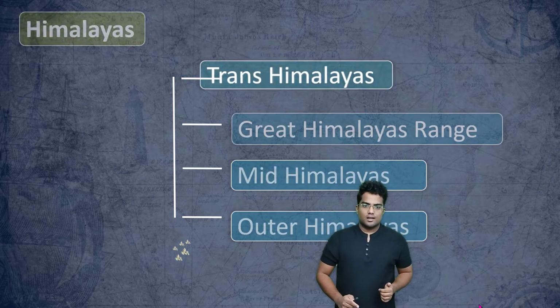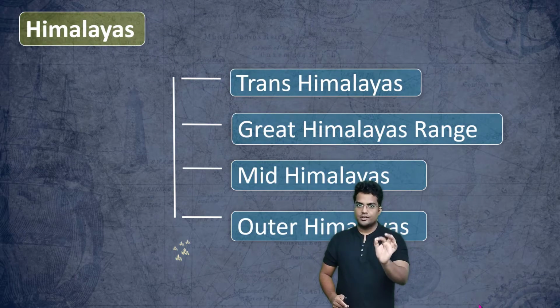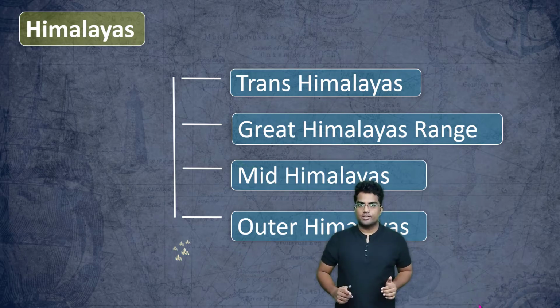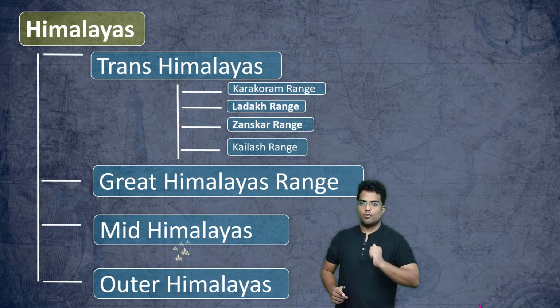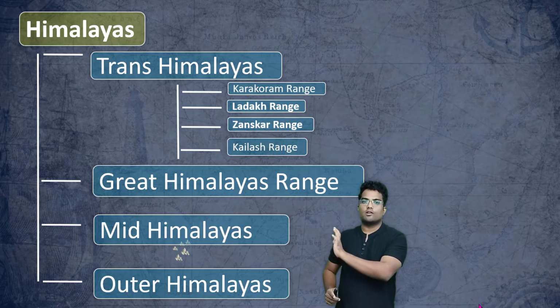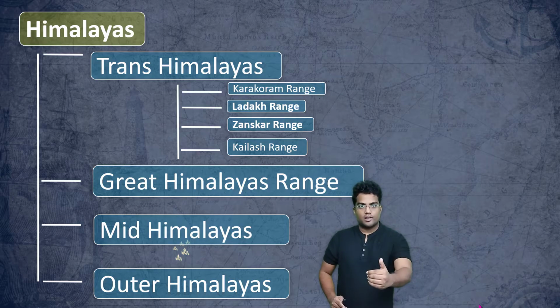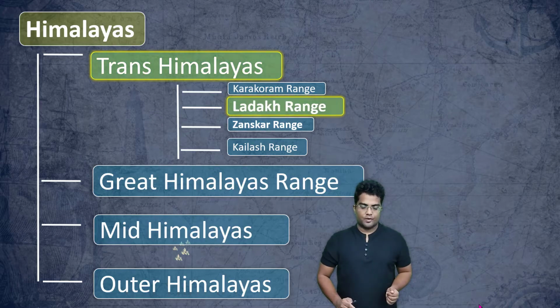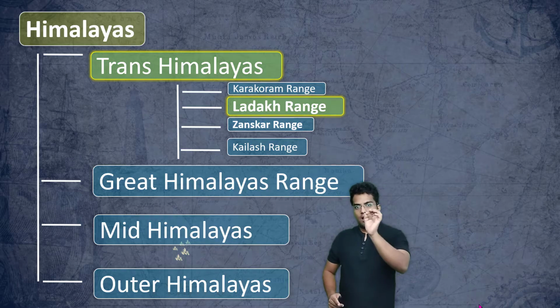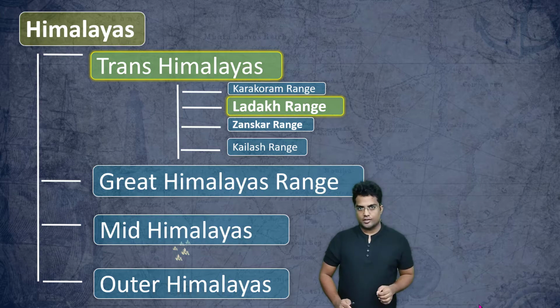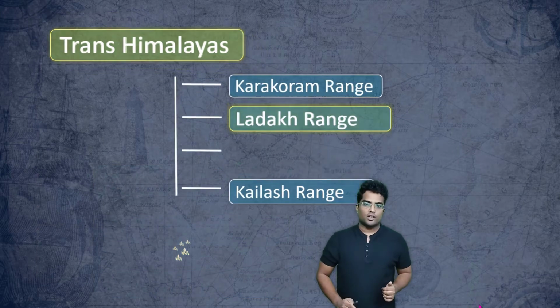So this is how the Himalayas division looks like, okay: Trans, Great, Mid, Outer, and this is the entirety of the division. The Himalayas is divided into 4 parts. The Trans-Himalayas is also divided into 4 parts. Okay, we are interested at this point in the Ladakh Range. Himalayas is divided into Trans, Great, Mid, Outer Himalayas, out of which the Trans-Himalayas is divided into Karakoram, Ladakh, Zanskar, and the Kailash Range. We are interested in the Ladakh Range.